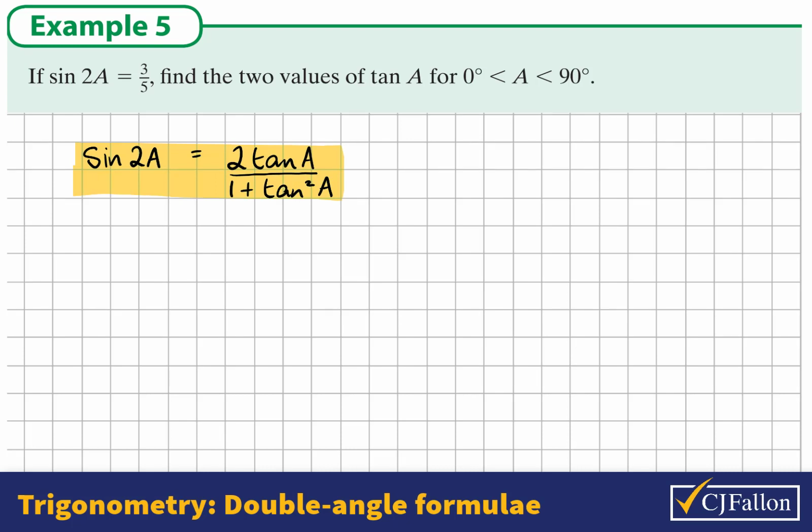Now if sine 2a is equal to 3/5, it must also be true then that 2 tan a divided by 1 plus tan squared a must also be equal to 3/5. And this is the equation that we're going to now solve.